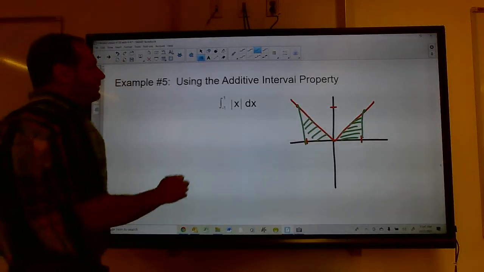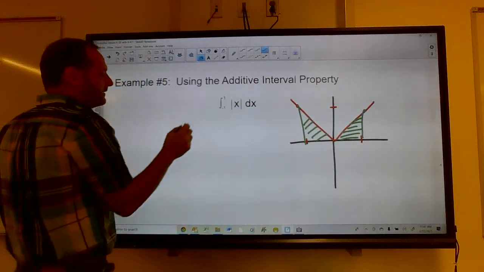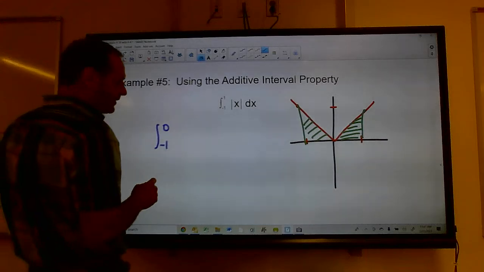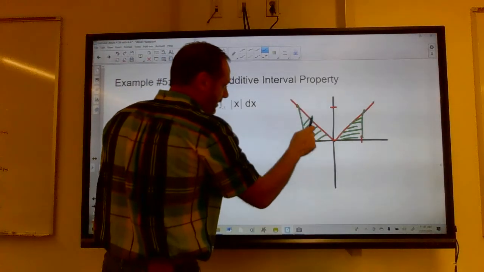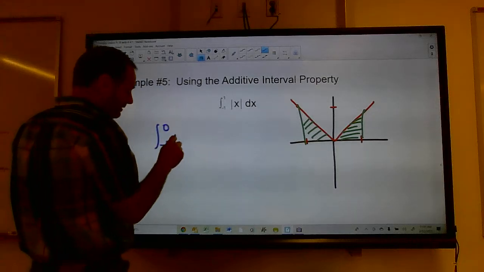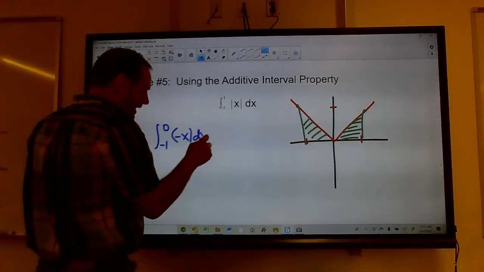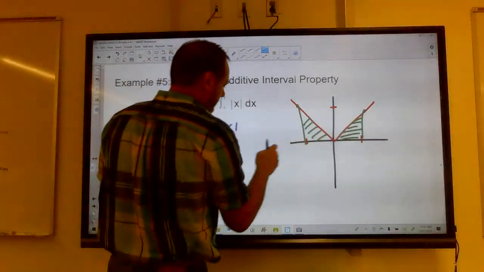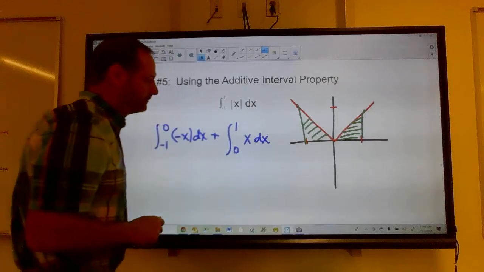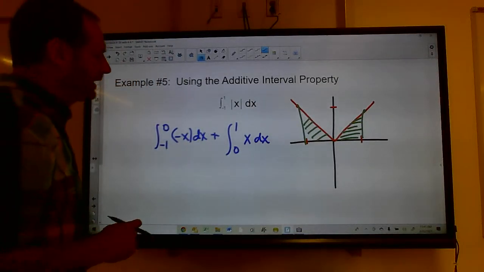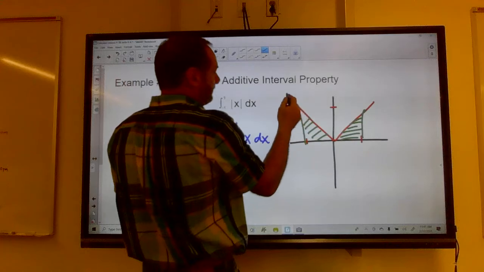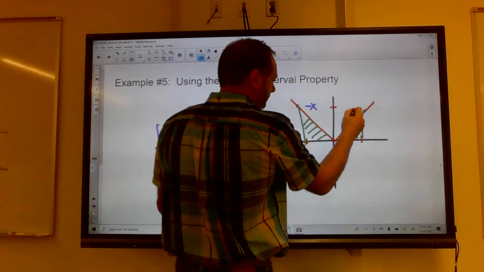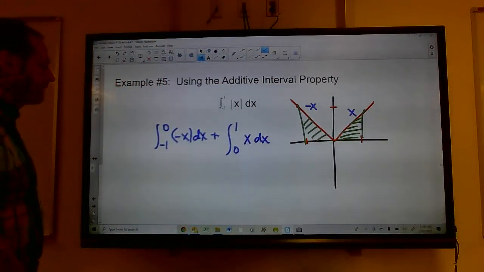Okay, so I can take this problem and find the integral from negative 1 to 0. Now, this is the curve negative x dx, and I can add that to the integral from 0 to 1, where the curve is just x dx. The absolute value of x is essentially two lines. This one is y equals negative x, and this one's positive x. So I can break that up and find this.